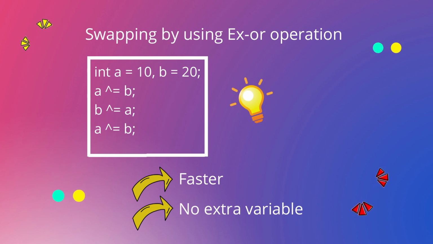First we perform A XOR equal B. Then, B XOR equal A. Finally, A XOR equal B again. Now, A is equal to 20 and B is equal to 10. The values are swapped. That's great.